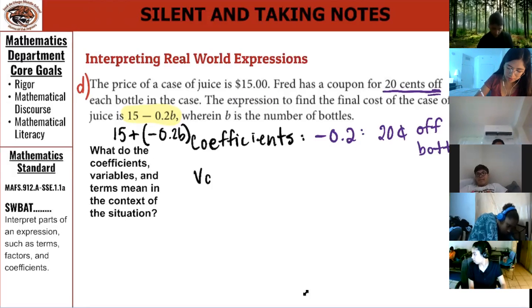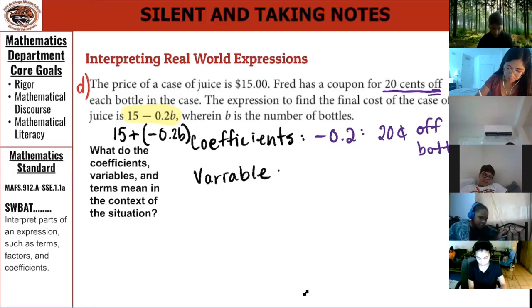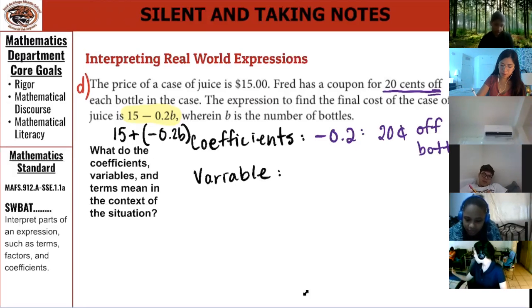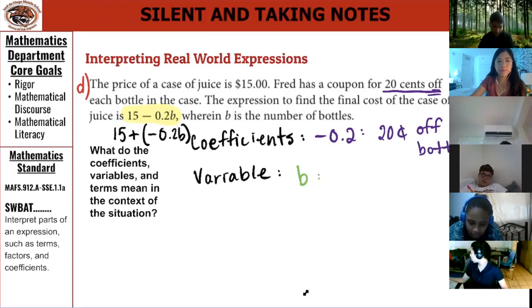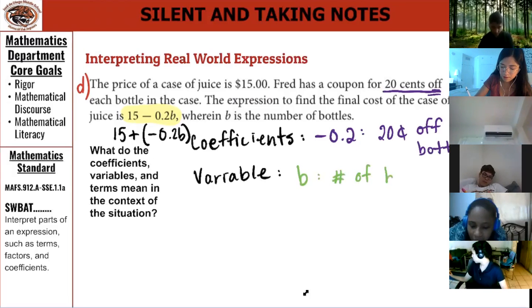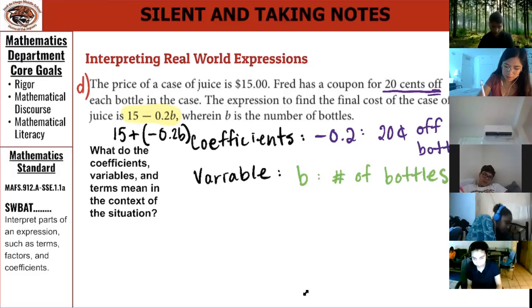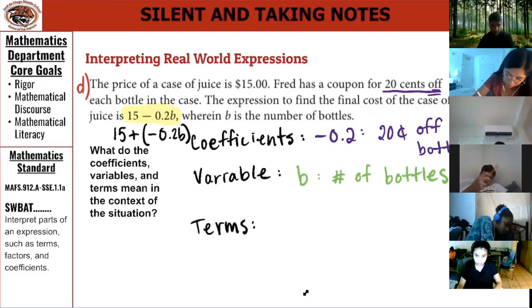What about our variable? B. And what does B represent? Number of bottles. Easy enough. Oh, that's an I. My bad. All right, so we've got the variable, we got the coefficients, and then we have terms.